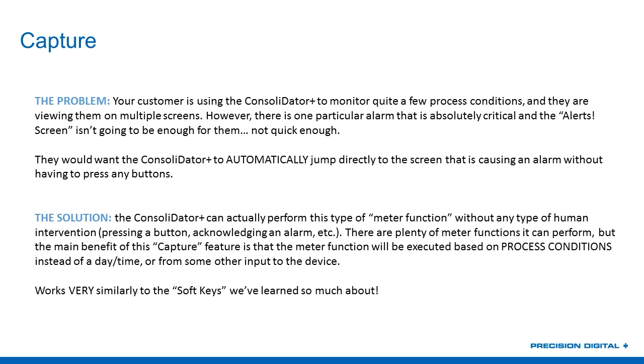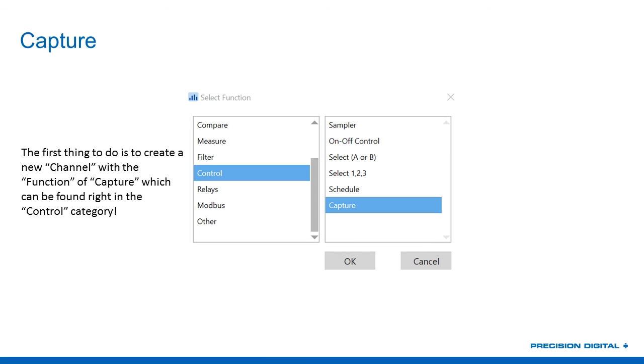So let's say, for example, that you want to monitor, let's see, what did I write here? Yeah, so in this, let's just say, for example, when we get into an alarm state, we want the ConsoliDator Plus to jump to the screen that's triggering the alarm. So what we would want to do is we would want to take, I can't find my files. We would want to create a channel and use the control function and the control category in the function for and look for this capture thing. So capture is what we're looking for here.